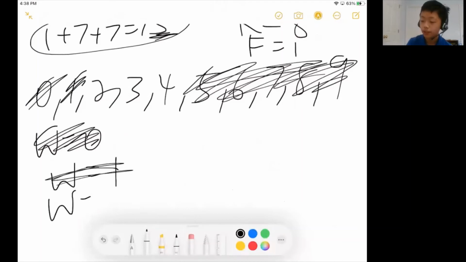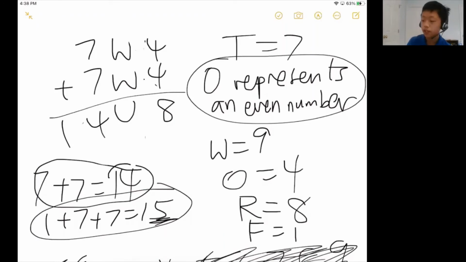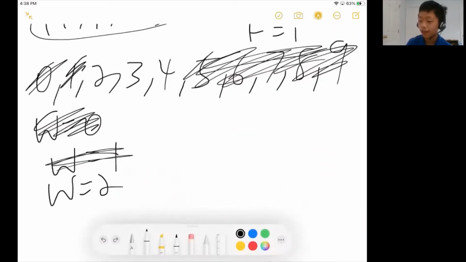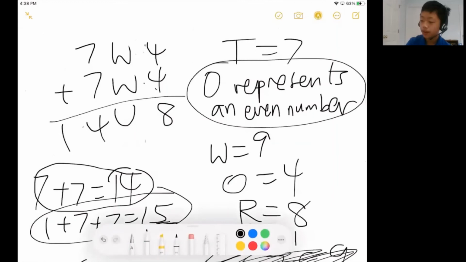So now we try W equals 2. Then U is equal to 2 plus 2, which is 4. But if U equals 4, O is already equal to 4. We can't have two variables represent the same number. So W can't equal 2 either. So now W has to equal either 3 or 4. If you try W equals 3, then U is equal to W plus W, which is 6. In this case, every variable represents a different number, and this satisfies all the conditions, so that works out.